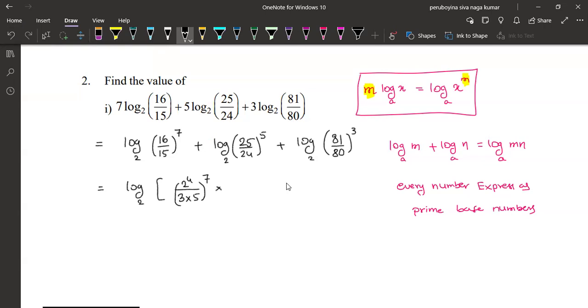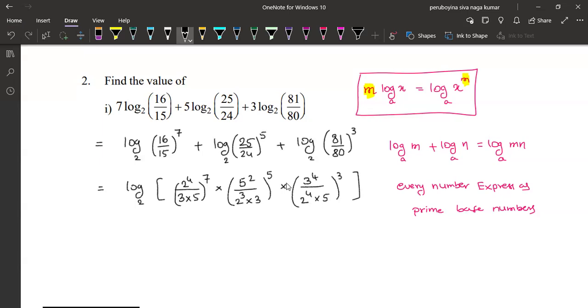And it is multiplied, because by the log property, if it is connected with the plus sign, you can merge all those terms as a product. Next, 25 you can write as 5 square. And 24, you can write 8 threes. 8 threes means 2 cube into 3 and whole power 5, multiplied by 81 can be expressed as 3 power 4. 80 can be written as 16 fives. 16 fives means 2 power 4 into 5 whole power 3.